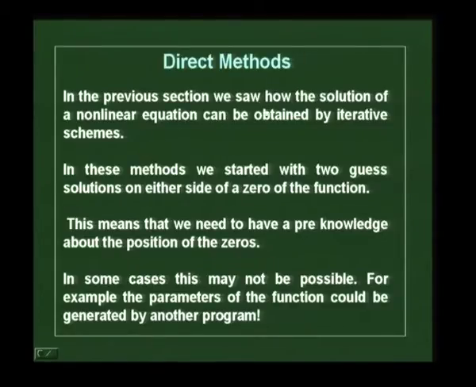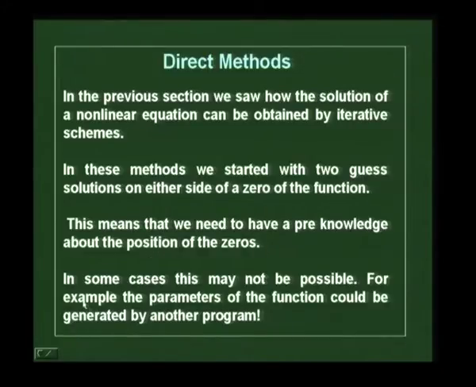Okay, so what are the previous things we just saw? We saw that it's an iterative scheme, and that it needs two guess solutions on either side of the zero of the function. So we need prior knowledge of the zeros. That's the basic summary.